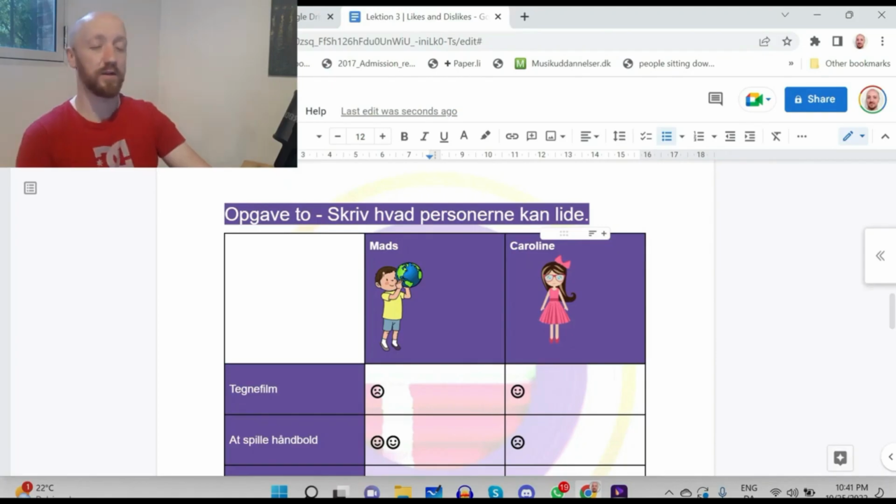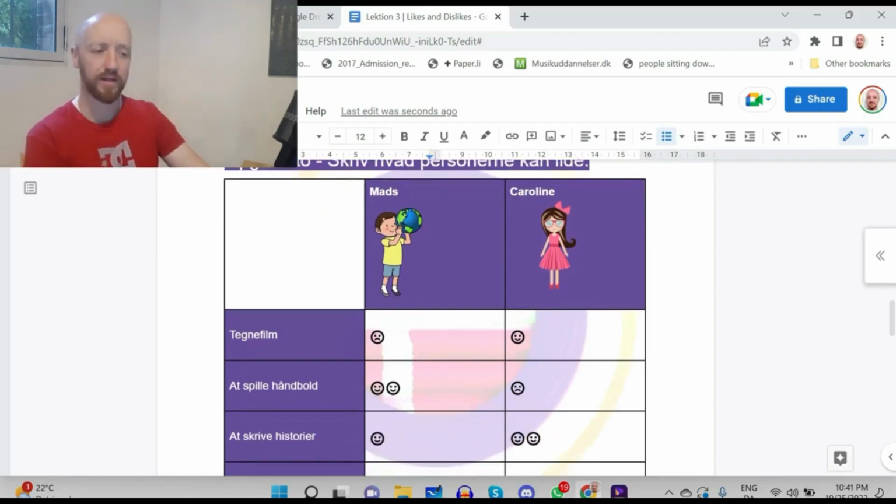Skriv hvad personerne kan lide. Now we have this guy, Mads, and this girl, Caroline. And we're going to say what they like in regards to these emojis. So, for example, Mads. Og vi har tegnefilm. Kan Mads lide tegnefilm?